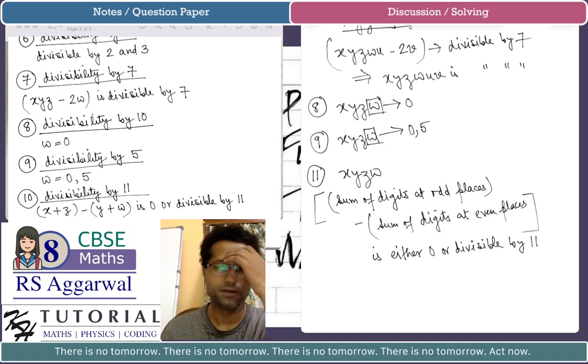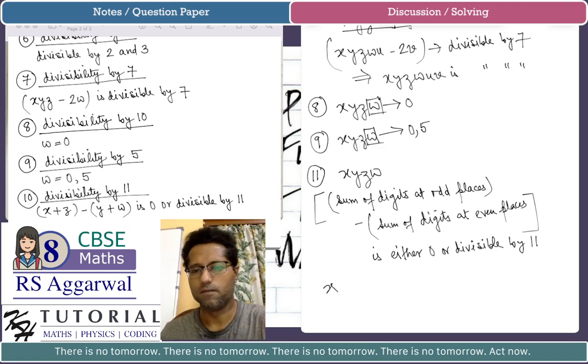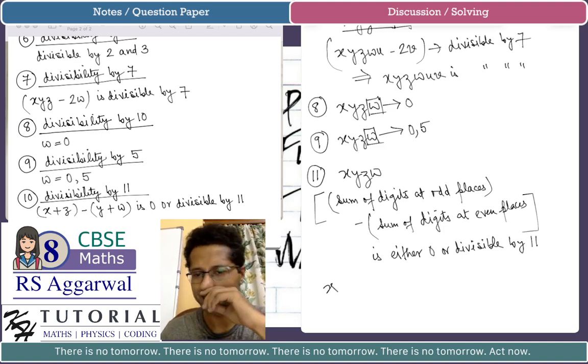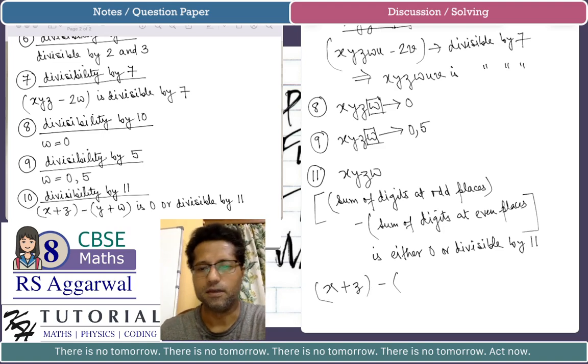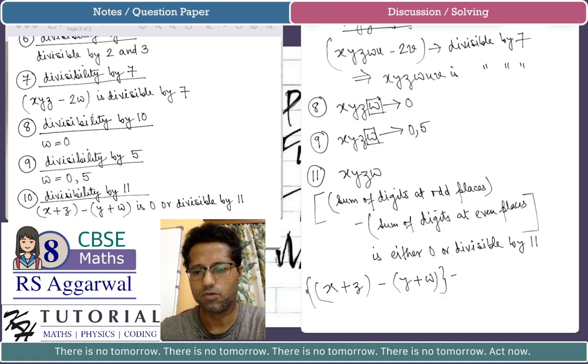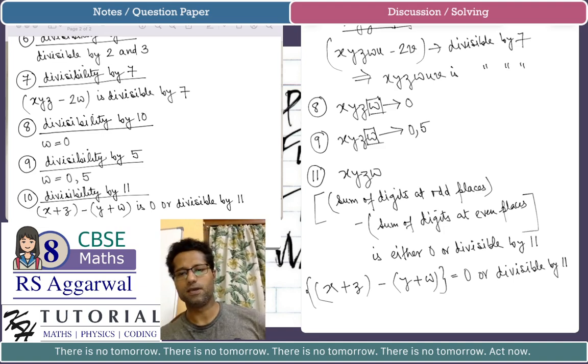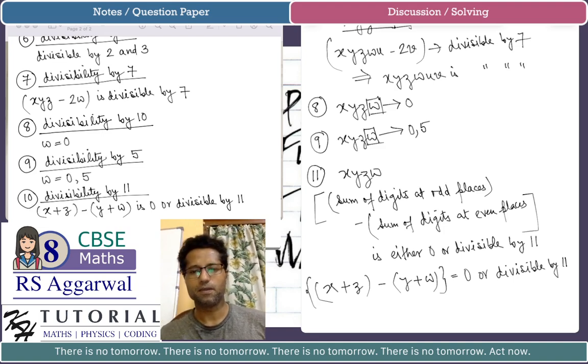So in this case, if the number is the four-digit number x, y, z, w, the digits at the odd places are x and z. So x plus z minus the digits at the even places, y and w, this value is equal to 0 or it is divisible by 11. Then we can say that the number x, y, z, w is divisible by 11.